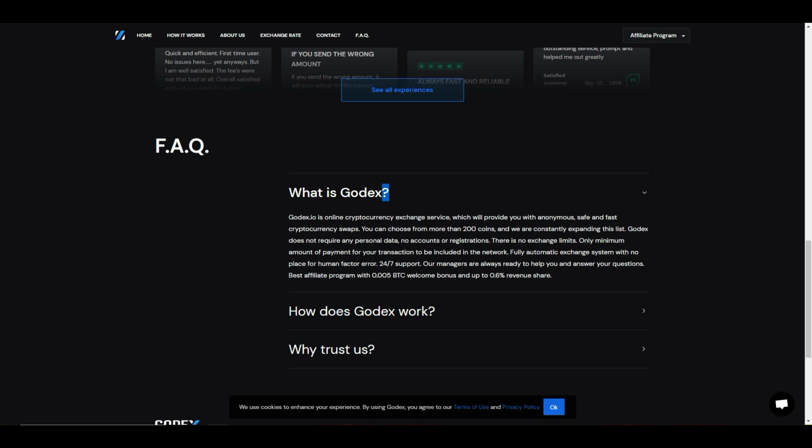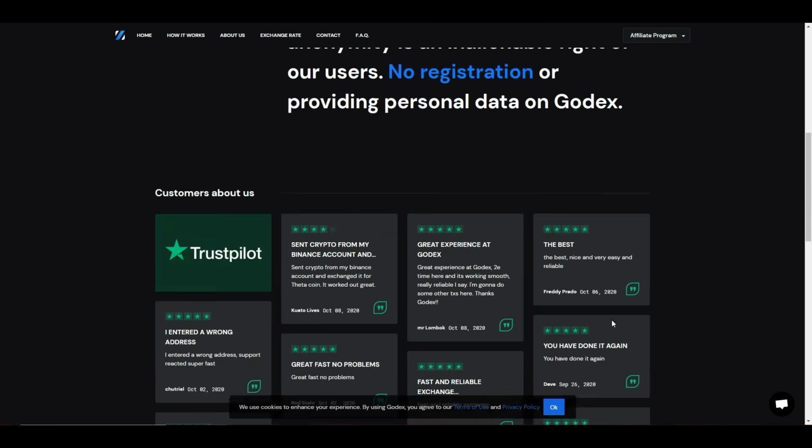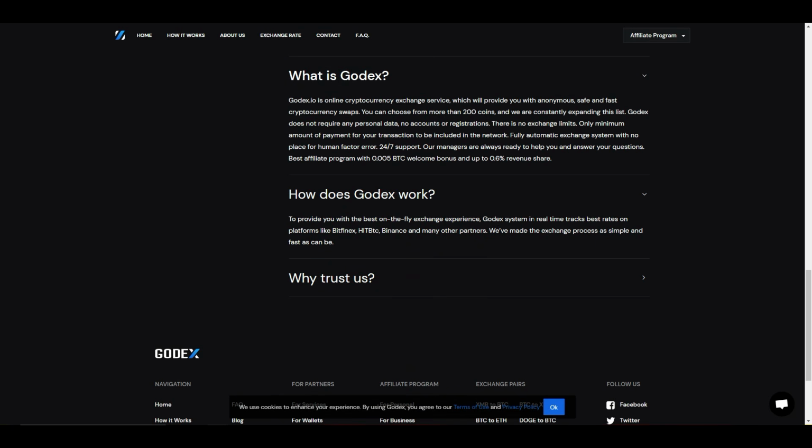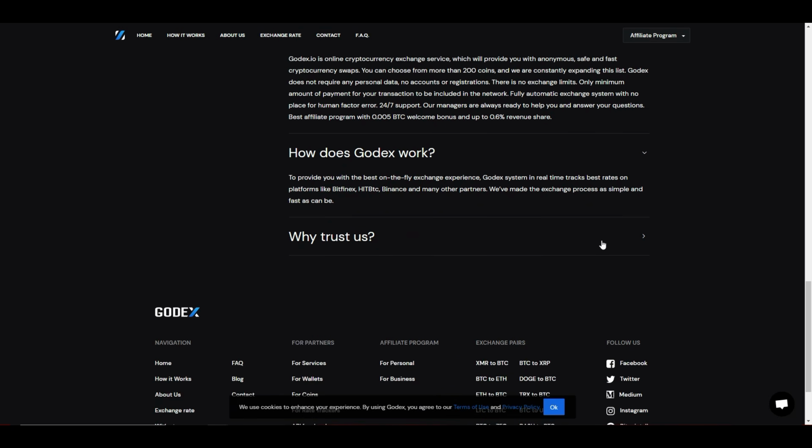They have one of the best affiliate programs with a 0.005 BTC welcome bonus and up to a 0.6% revenue share. We're going to be covering that in a little bit more detail right above there when we're talking about it. Great to see that they're offering such an awesome affiliate program. Again, guys, we're going to cover it in more detail in just a quick moment.